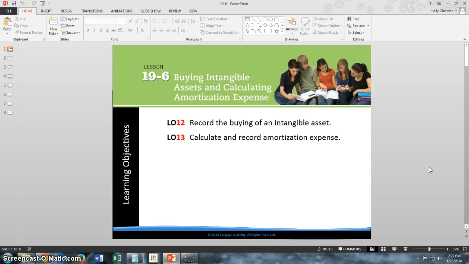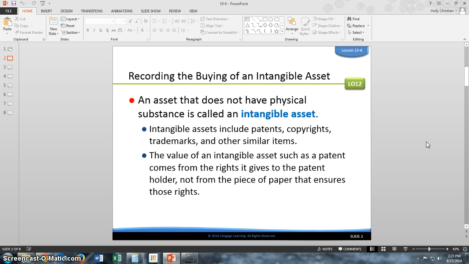Lesson 19.6 is talking about buying intangible assets and calculating amortization expense. This is very similar to doing plant assets, but you need to understand what an intangible asset is and how this might be just a little bit different. So if you look at the definition, an intangible asset is an asset that does not have physical substance.